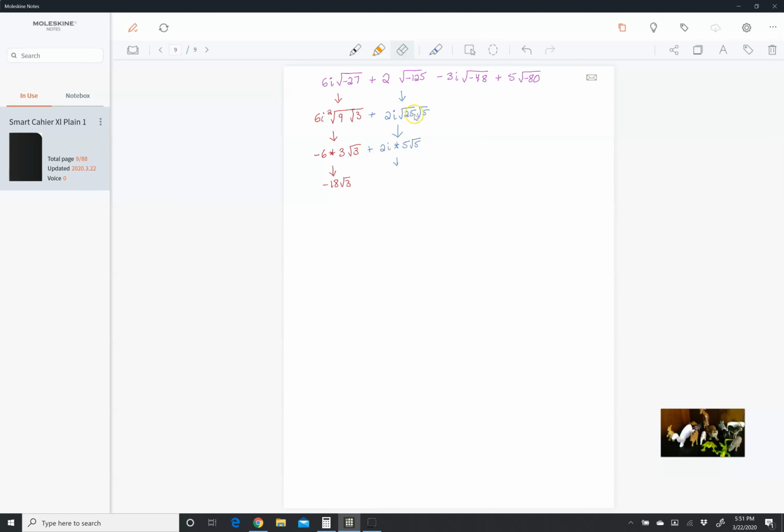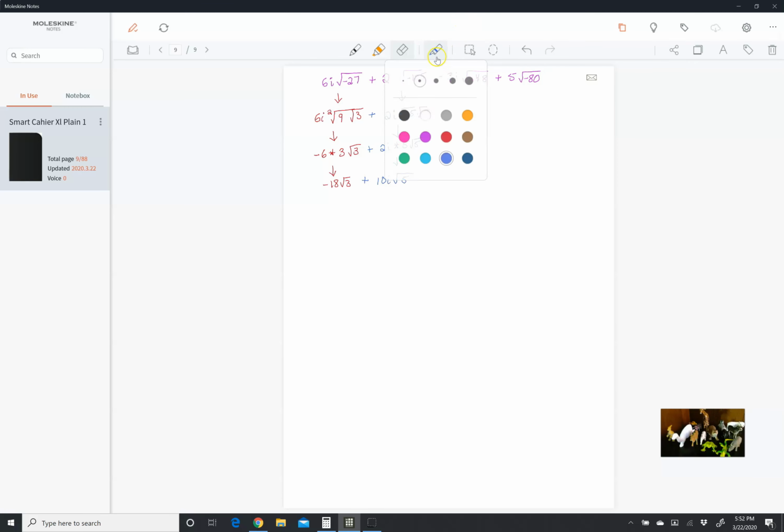Be careful here. I've seen a lot of people get a little careless and they'll say the square root of 25 is 25. So just be very careful that you're actually taking the square root of 25, okay? And then we can just multiply the numbers on the outside. So this becomes 10i root 5.